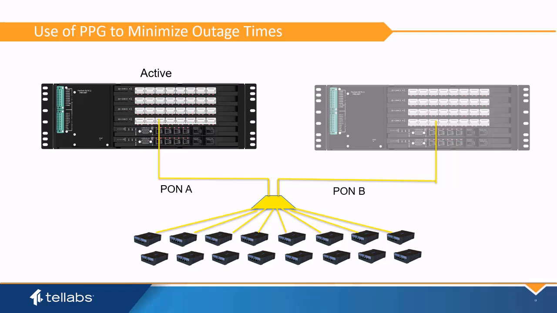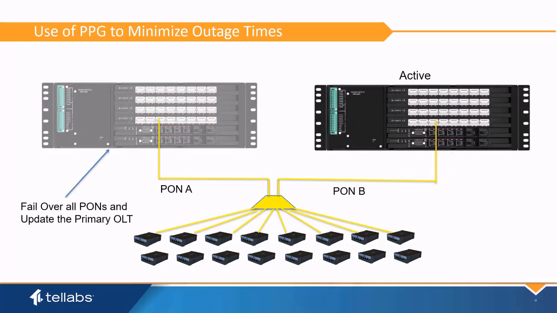PON protection provides PON link and equipment protection during normal operations, but also minimizes outage times during a software upgrade. When done properly, a PPG protected system will only experience traffic outage when the ONTs reboot to load the new software version. The system will not be affected by switches of the OLT hardware in PPG protected systems.